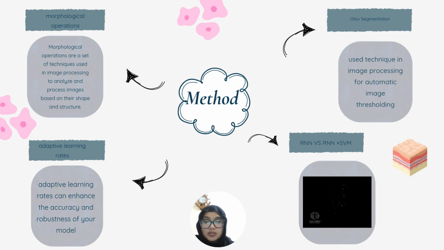The next one is adaptive learning rates. Adaptive learning rates control how the learning rate adjusts itself during training, which helps the models learn faster and more accurately. Optimizers like Adam and RMSprop use this technique to improve performance. And the last one is RNN versus RNN plus SVM.